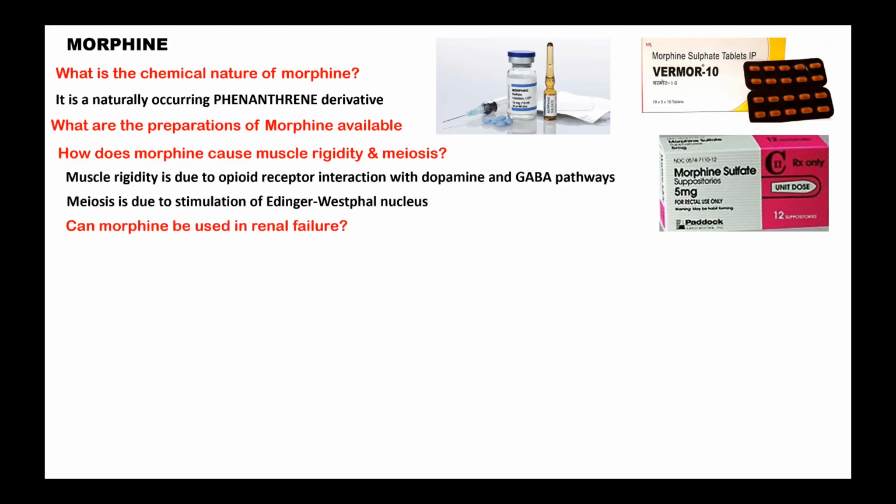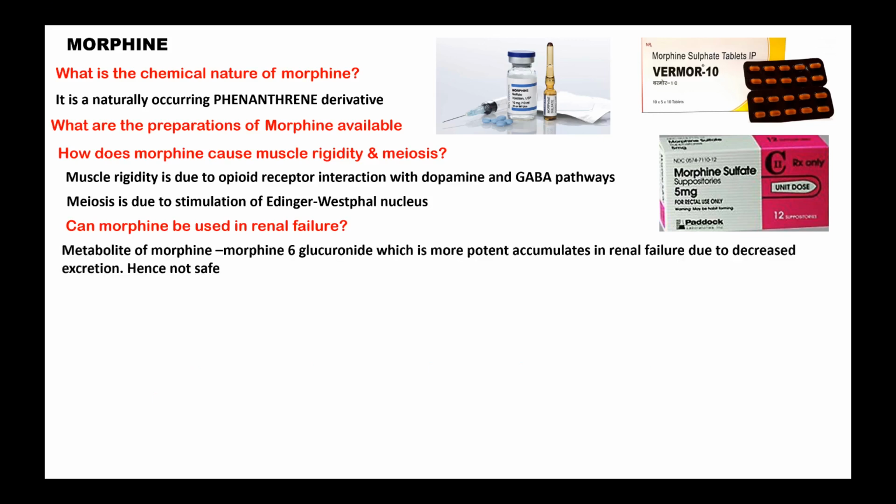Can morphine be used in renal failure? No, sir. Why? Accumulation of M6G, morphine-6-glucuronide, which is also very equally effective. The metabolite morphine-6-glucuronide, which is more potent, accumulates in renal failure due to decreased excretion. It's not safe. What is the oral dose of morphine?